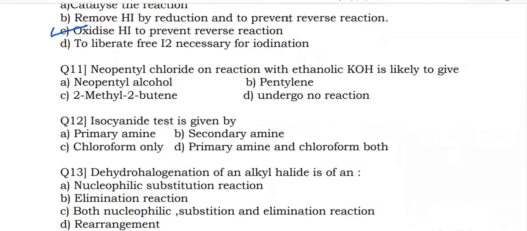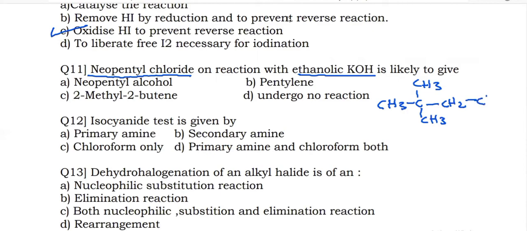Now question number 11. Neopentyl chloride. This is a neopentyl chloride. On reaction with alcoholic KOH, that's ethanolic KOH, it is likely to give what? Now we know that this is an elimination reaction because we are using alcoholic KOH. So what will be the product? I'll write here neopentyl chloride. When this is treated with the alcoholic KOH, this Cl combines with the K plus and gives KCl as a byproduct.